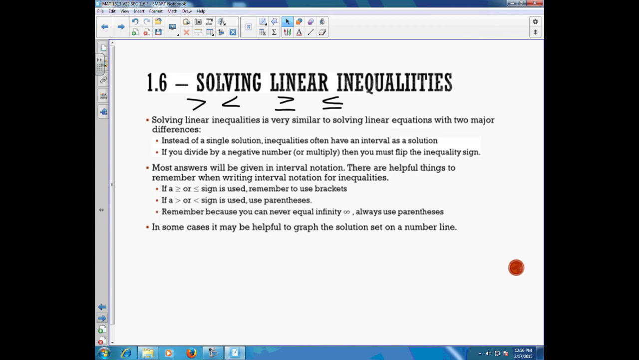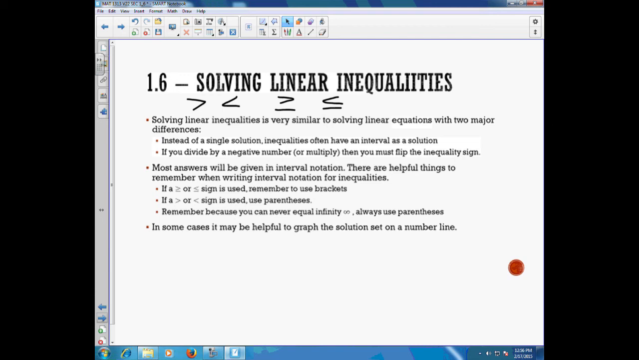And the other really big difference between linear equations and linear inequalities is that if you divide by a negative number, then you have to flip the inequality sign. And we'll see a few examples of that.